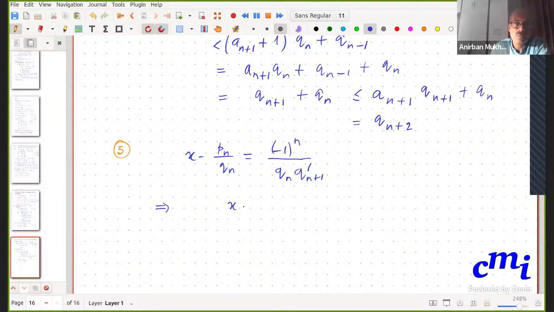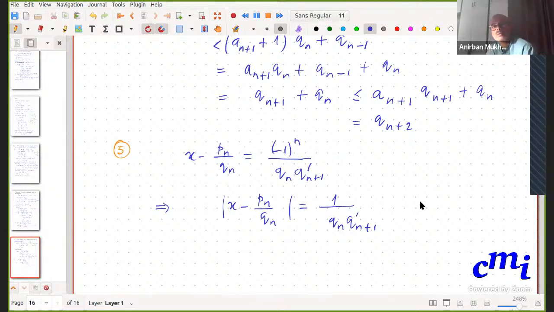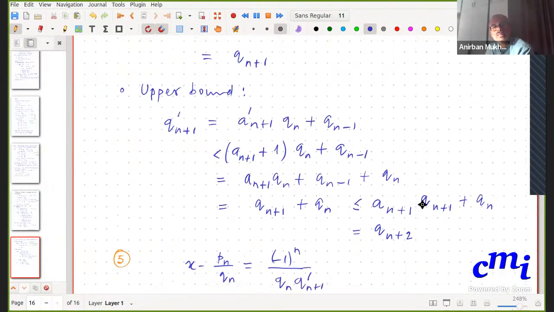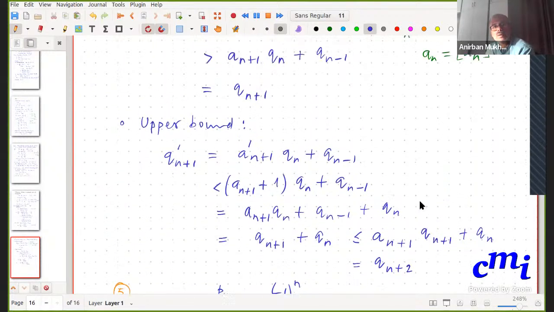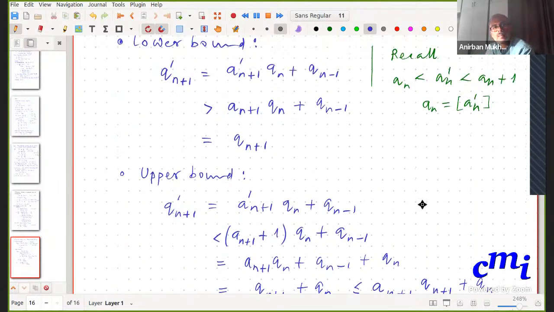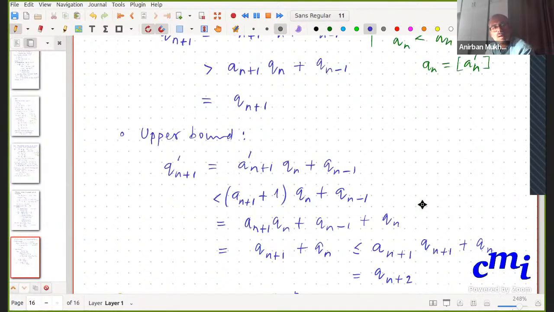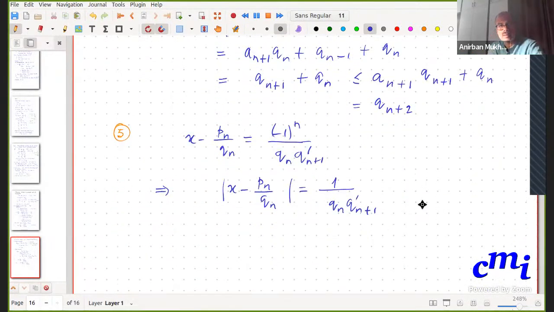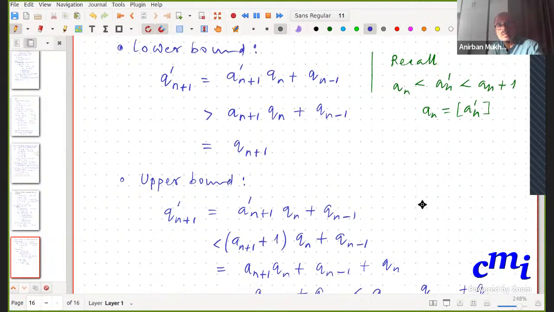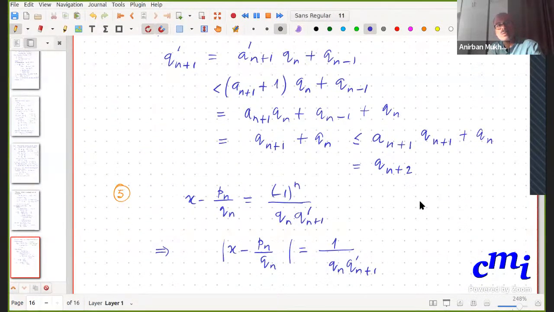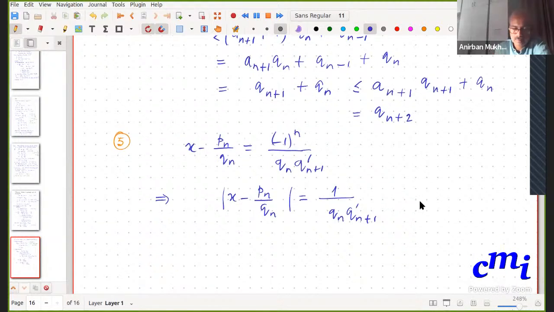So if I put the absolute value on both sides, the minus 1 power n part just becomes 1. So 1 by Qn plus 1 dash. Now let's use the upper and lower bound. It's a reciprocal, so the upper bound becomes a lower bound and the lower bound becomes an upper bound. So 1 over this: the lower bound is Qn plus 1 and the upper bound is Qn plus 2. Just write that.